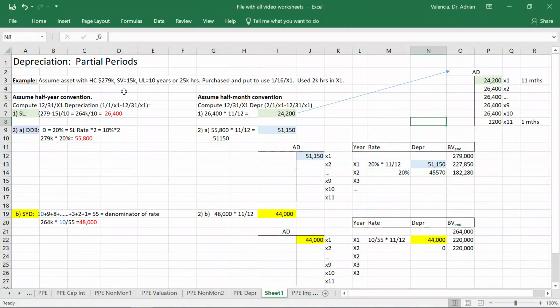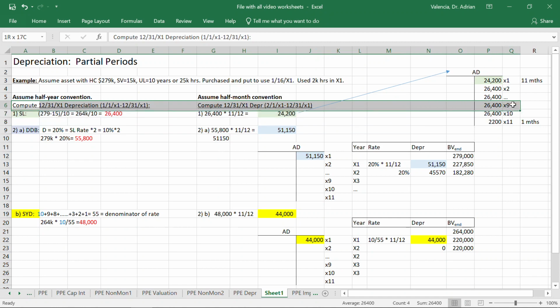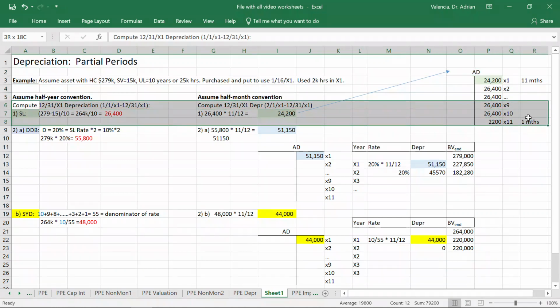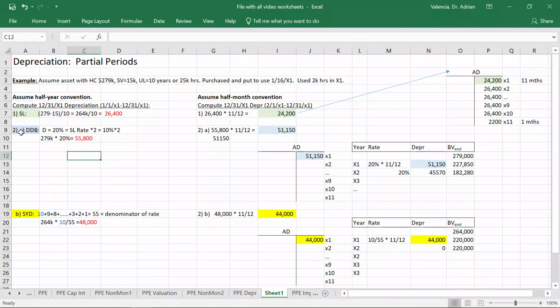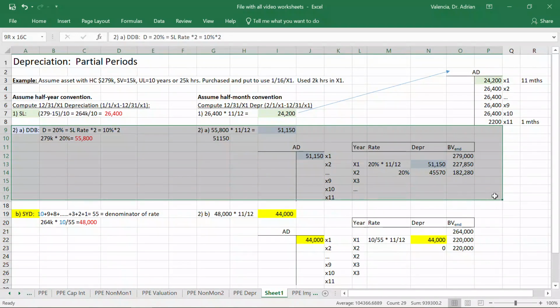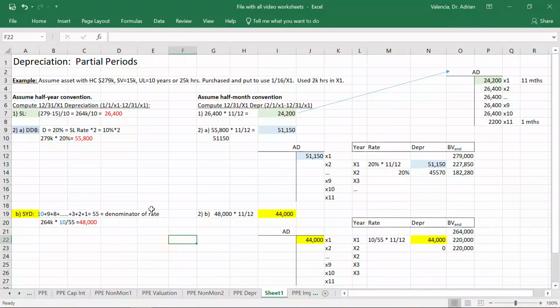And just for the sake of organization here, I've color-coded anything with straight line with this light green so we can keep it organized. And anything with double declining balance follows the light blue, and finally the yellow for sum of the year's digits. All right, let's look at double declining balance.